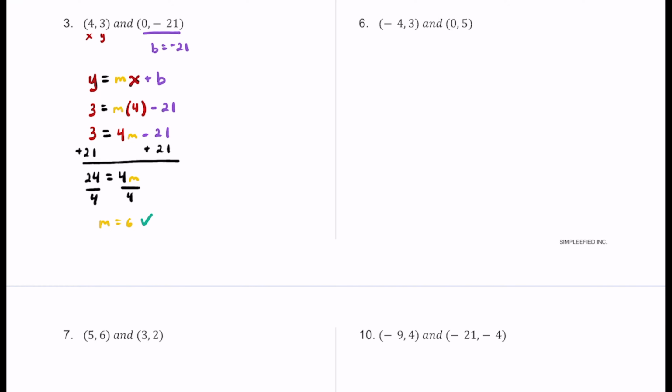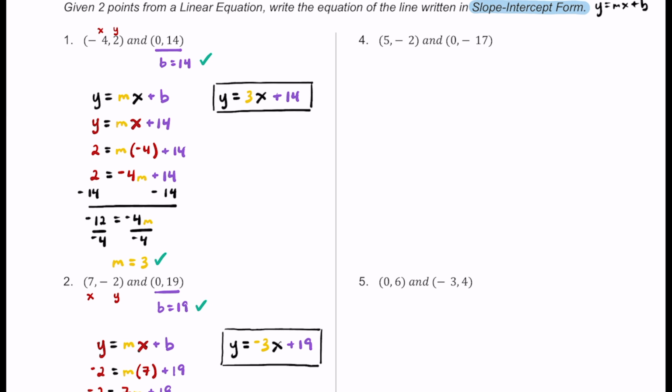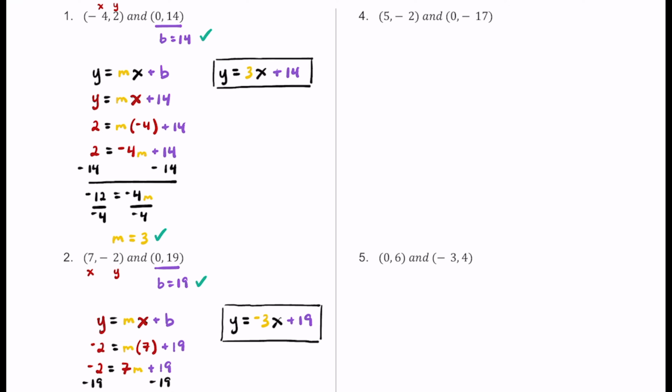All right, so we have our slope and we have our y-intercept. So our linear equation is going to be y is equal to 6x, so 6x, and then minus 21. All right, so there is our slope-intercept form equation for these 2 points.